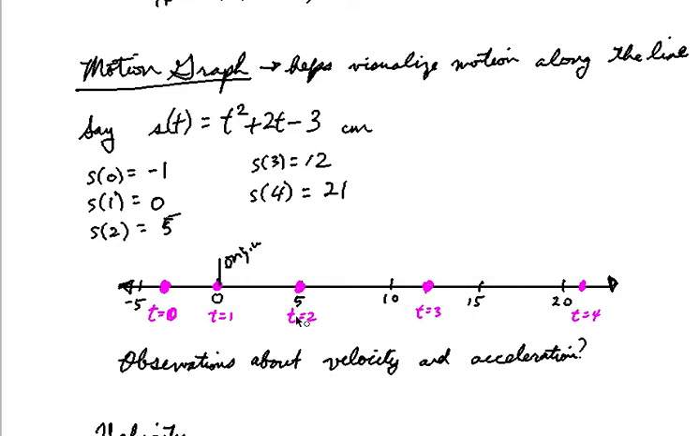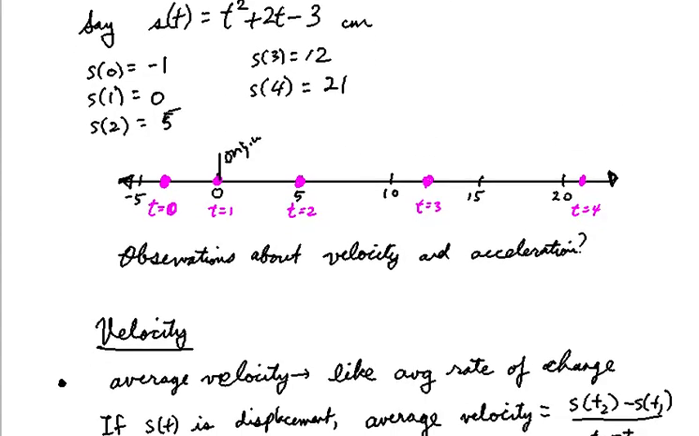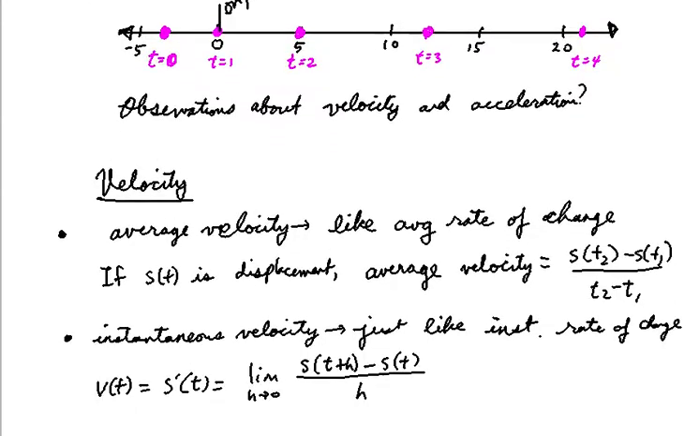So one observation you could make here is that the displacement function does not necessarily have to be a linear function. It could be moving randomly depending on whatever the function is. So that's called a motion graph.